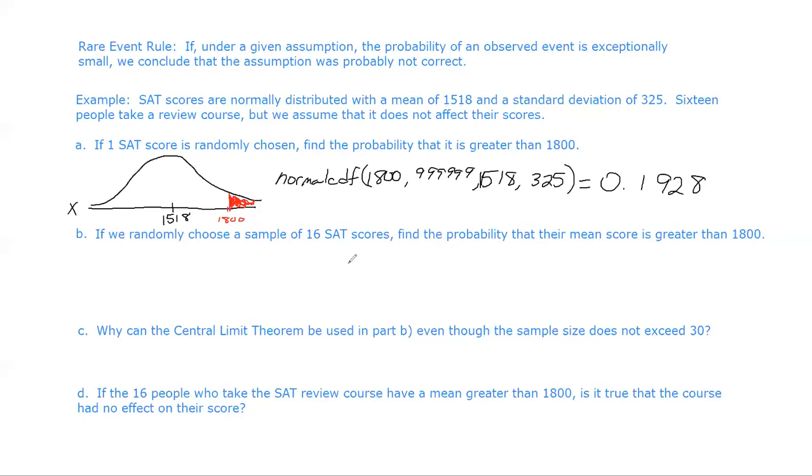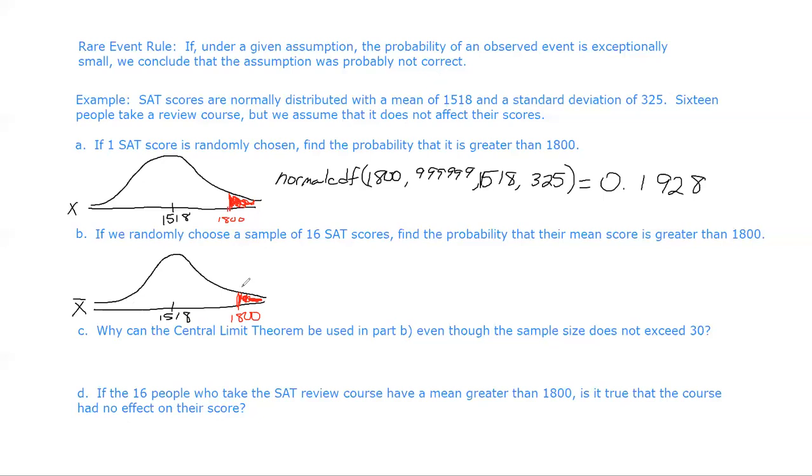Well, this is just like part B of the last problem we did. The picture looks the same. It's still going to have 1518 here in the middle. It's still going to have a bell curve because we're using the central limit theorem, which means we can approximate with a normal distribution. The horizontal axis represents sample averages now, and we're trying to find the probability that that average is greater than 1800. So the pictures look very similar, but what the horizontal axis represents is different.